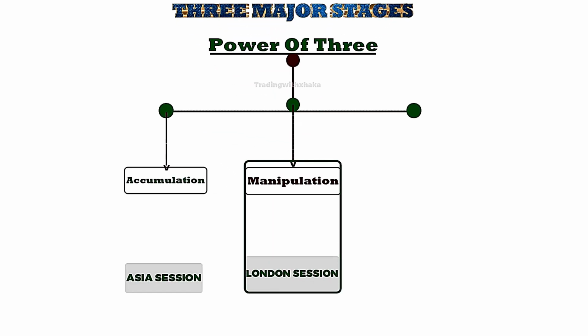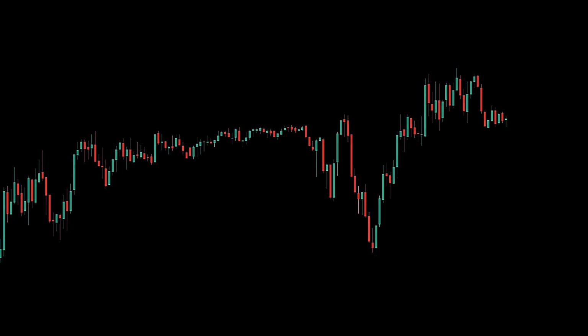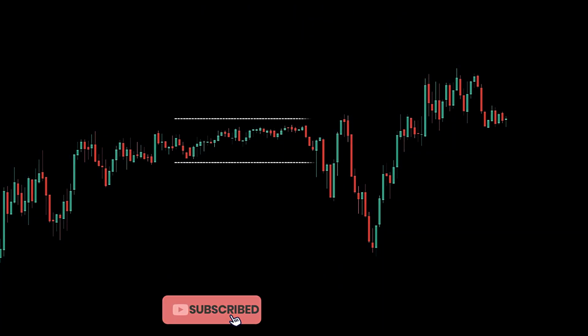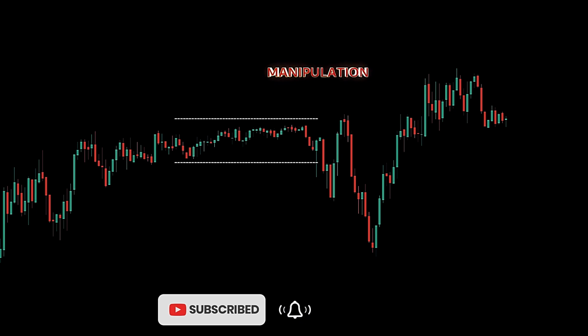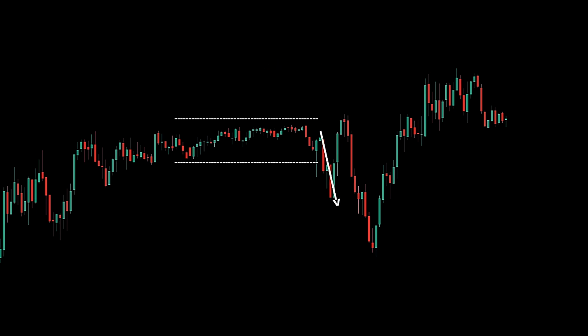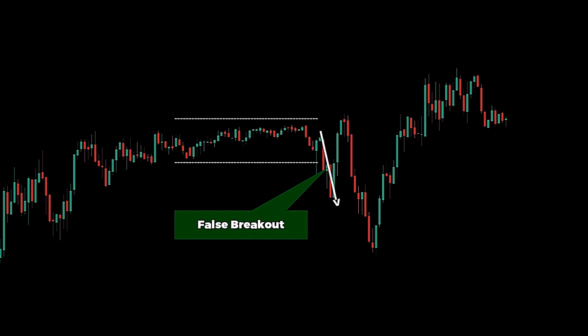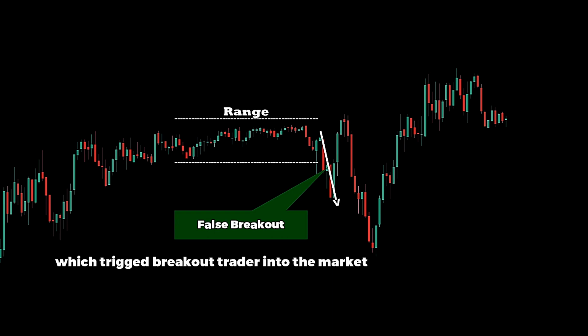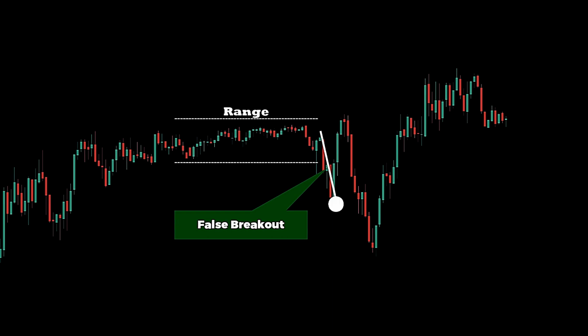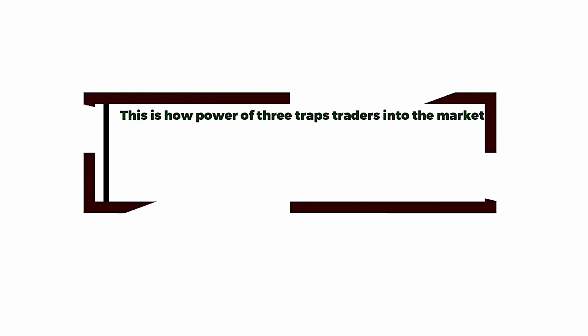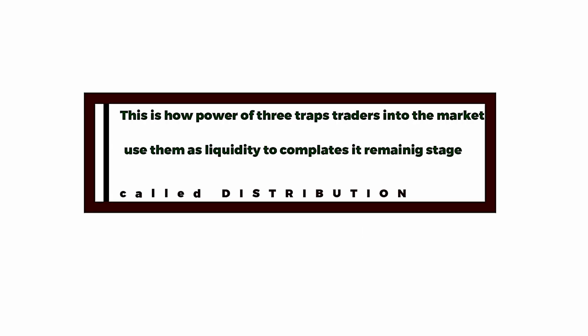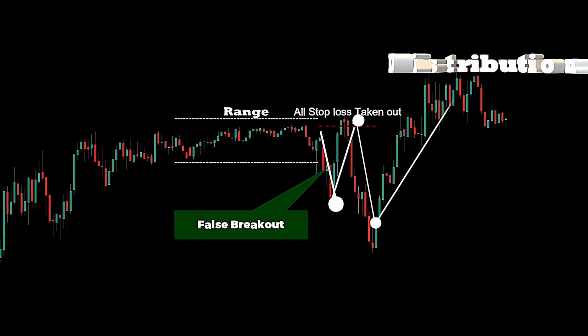Then manipulation in the London session. So what are the characteristics of this? The characteristic of the London session is when we have the breakout out of that very range. That first breakout is just to induce breakout traders. As the breakout traders get into the market, we notice that the price will immediately go back to take out all their stop losses very soon. We're trying to avoid this. That's why we want to learn this today. This is how the power of trade uses traders to get liquidity to complete its last phase called distribution.